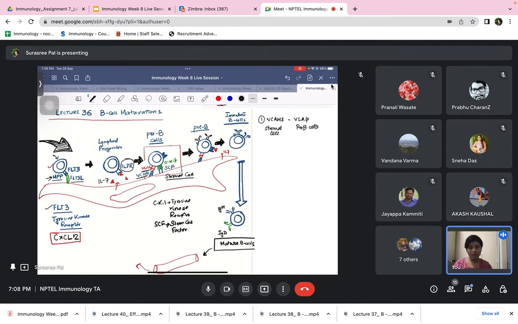Right? Once this binding of VLA4 to VCAM1 takes place, there is another receptor which is expressed on these pro B types of cells, or progenitor B cells, right? Pro stands for progenitor.